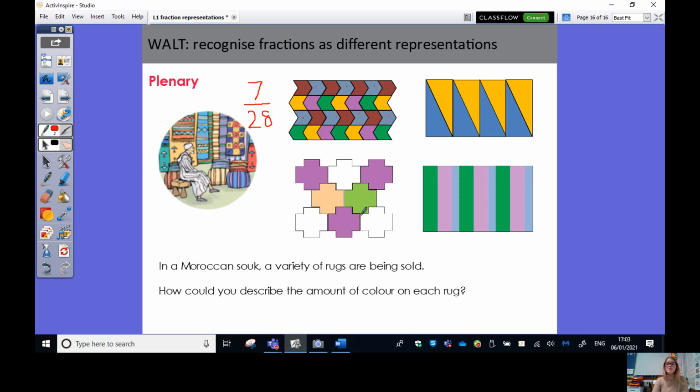Okay, so I want you to pause, have a go, see if you can figure out what different fractions there are for each rug, and then we will have a quick chat about it. So just pause for a moment, have a go, and then come back to me.